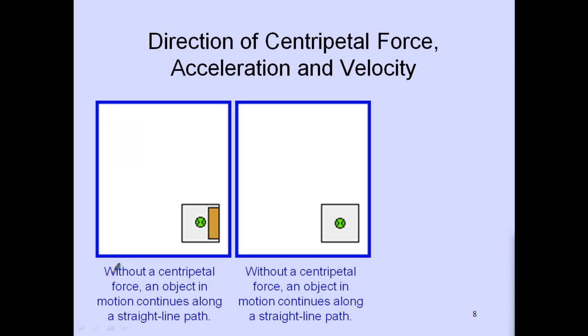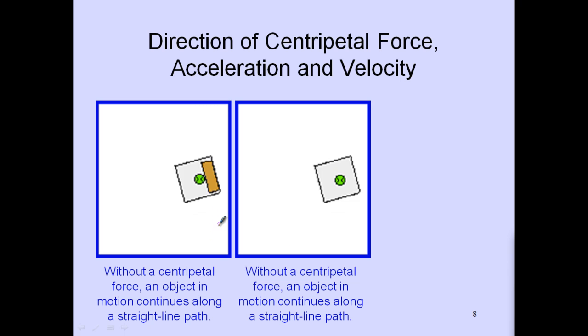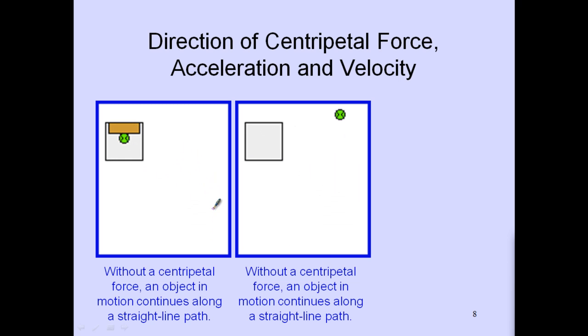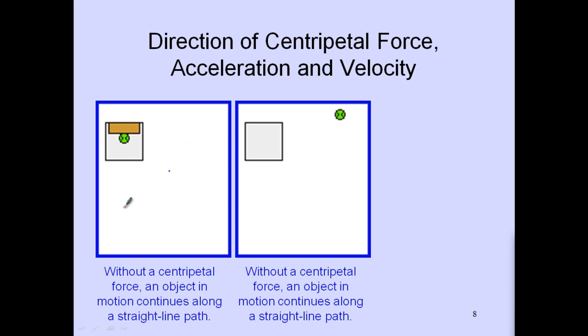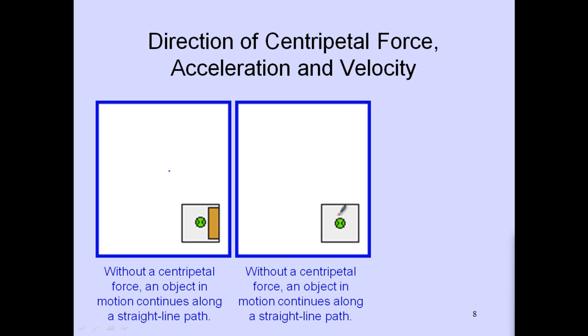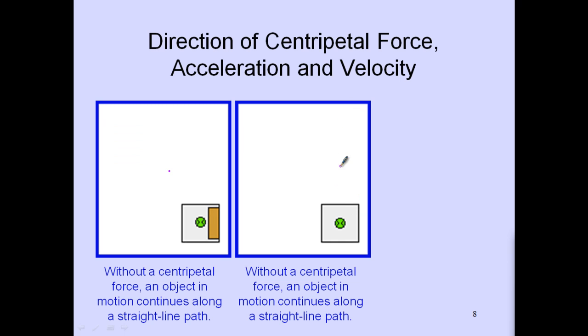This one should be with a centripetal force, so the object goes in a circle, and this one should go in a straight path. We can see here there's this little chunk of wood that is causing the inward force on this tennis ball, so it's able to go in a circle. But on this one, there is nothing to cause an inward force, so it just keeps going in a straight line.